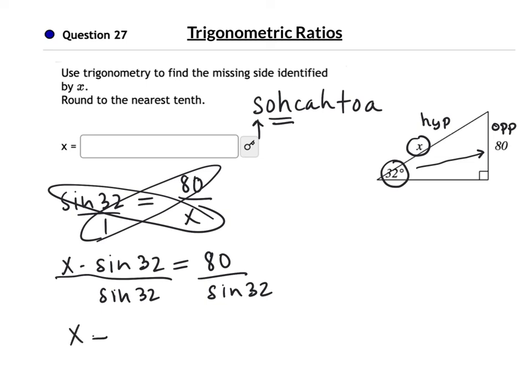And 80 divided by the sine of 32 is about 150.9663 and so on. We're rounding to the 10th, so we're going to use that number. That'll bump the 9 to a 10, and we carry it over. That means that x is 151.0.